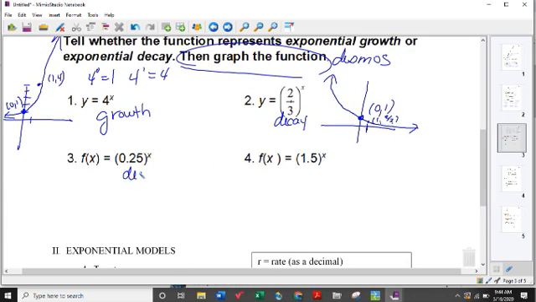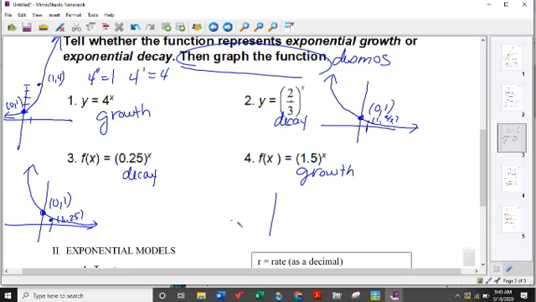This one is decay because the value is less than 1. So it will start big and get small. It will go through 0, 1 because it always does. And then 0.25 to the first power is 0.25. And this is growth, again, because the value is bigger than 1. So it will go through 0, 1, and it will go through 1, 1.5.